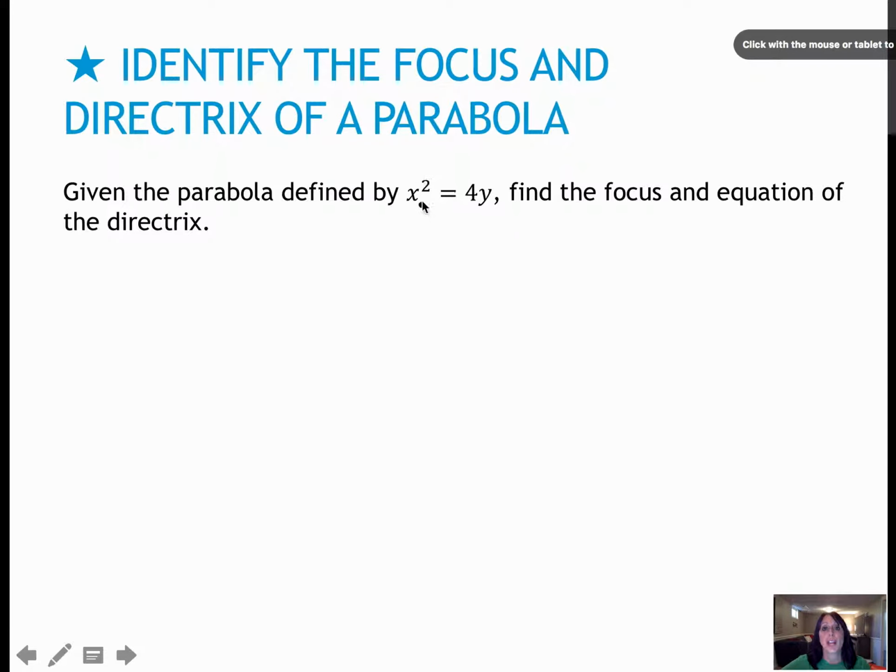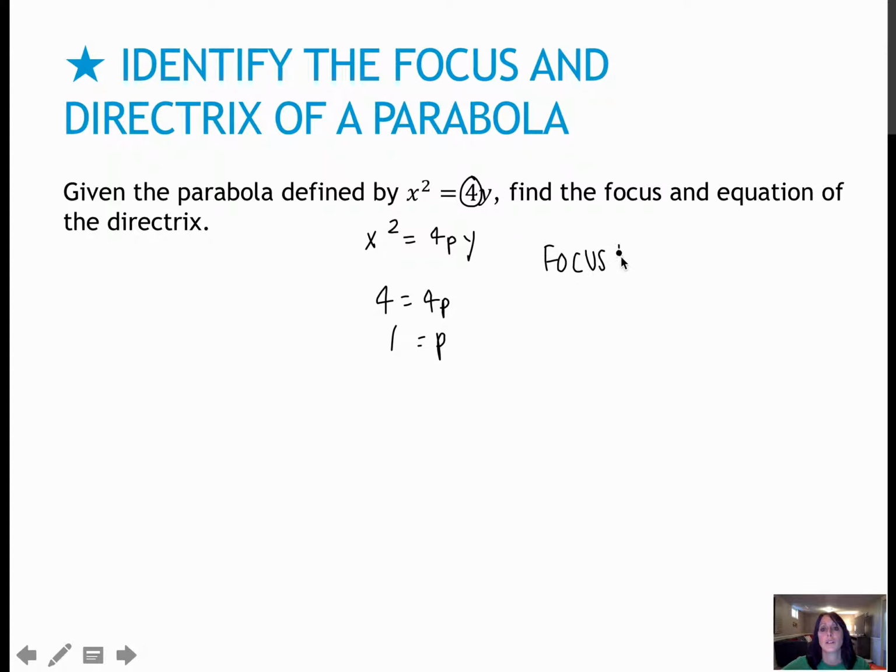Again, very similar to the last one, except that we have an x squared first, but we know that x squared is equal to 4py, which means 4 is equal to 4p, which means p, of course, is 1. Because the x comes first, now the focus will be (0, 1), so it'll be on the y. We're adding it to the y instead. The directrix is an equation, and it would be the equation y equals negative 1. So again, the opposite of p.